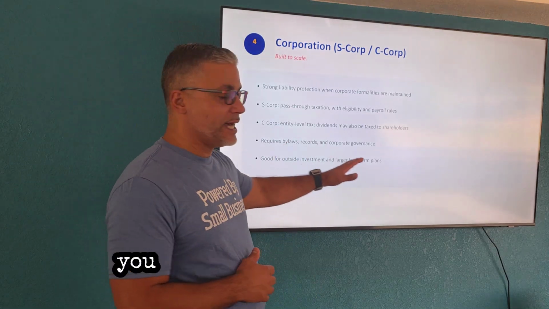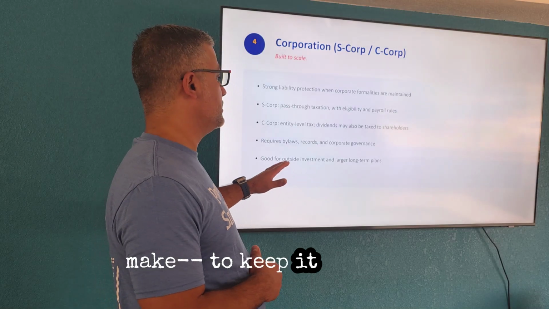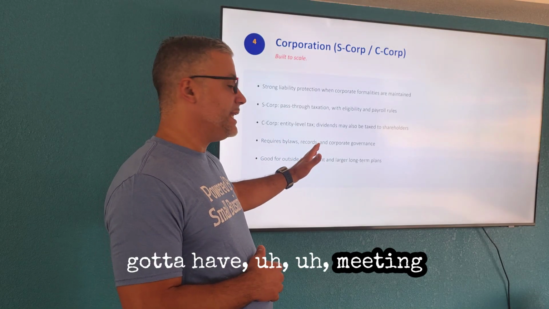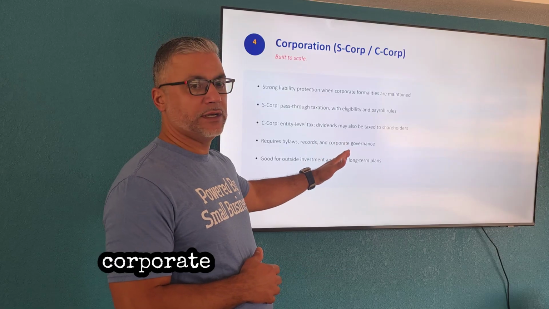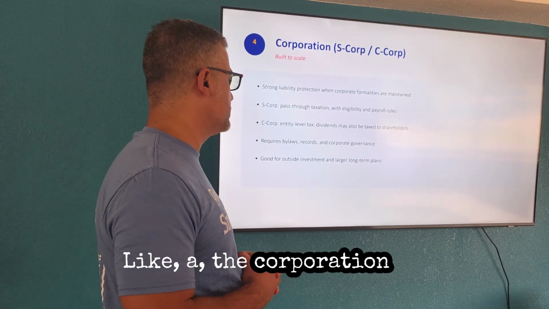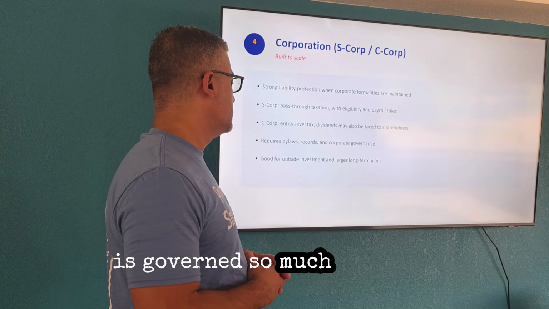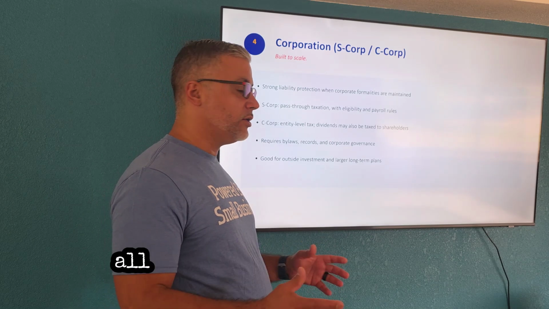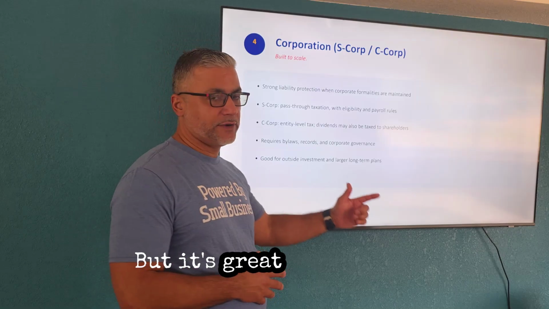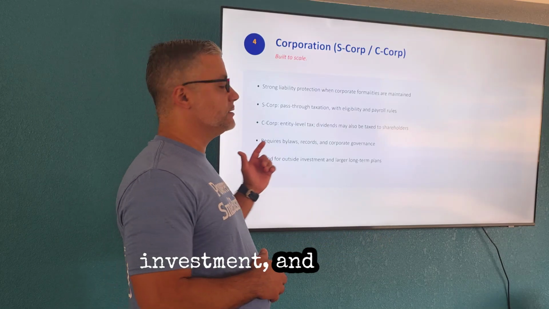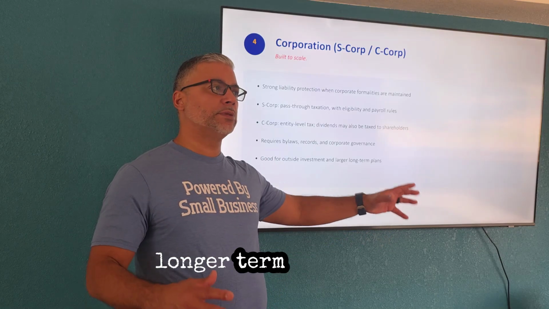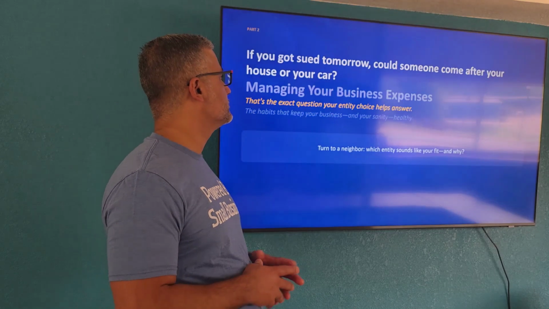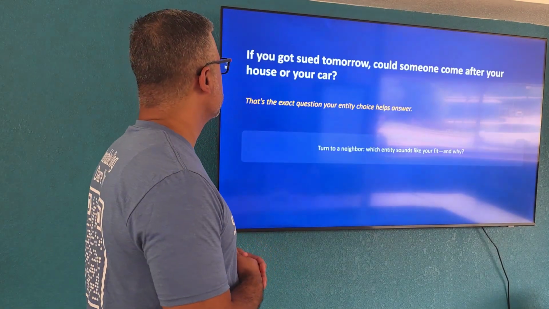But there's a lot of things you got to do with a C Corp to keep it official. So you got to have bylaws, you got to have meeting minutes, you got to have corporate governance in place. Like the corporation is governed so much more, let's just say, critically than all the other business types. But it's great for outside investment, and it's just longer term planning is the C Corp status.